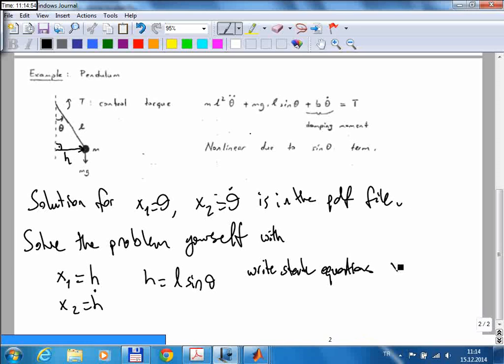Write state equations, x1 dot. Write nonlinear state equations, and linearize them. Okay, so this is going to be a very good exercise.